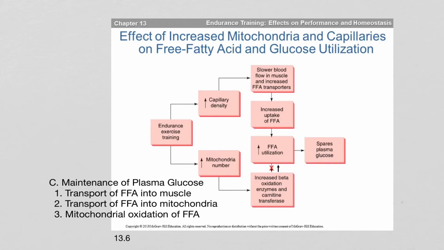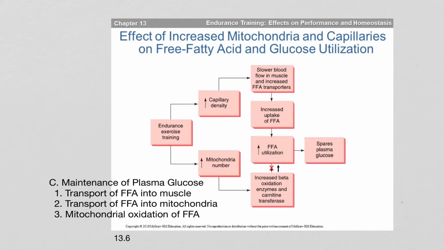First off, we have the end point. Notice on this figure is a sparing of plasma glucose, and that is because we have an increased use of free fatty acids. And the three main mechanisms for this, I've listed underneath here the main point, which is maintenance of plasma glucose. You have an increase in the transport of free fatty acids into the muscle, a transport of free fatty acids into the mitochondria, and then a greater oxidation of free fatty acids in the mitochondria. So let's take those three mechanisms one at a time.